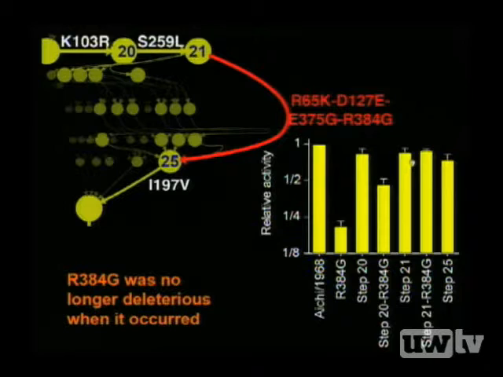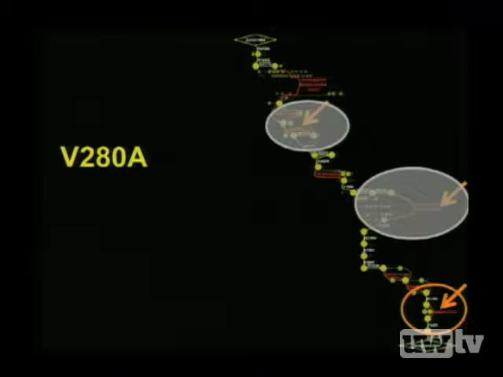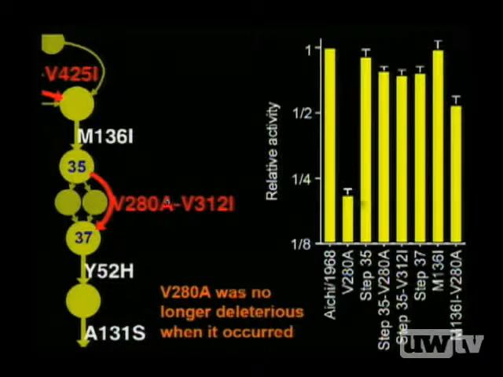And when you combine it with all these other mutations and go to here, you also have a highly functional protein. So here, something changed prior to the occurrence of R384G that allowed the virus to tolerate that mutation. And in fact, that change was this right here. The third mutation, we see a similar story to the one I just told you about. This mutation, V280A, is bad for the virus by itself in 1968. But when you make it in the parent in which it actually occurs, shown right here, it's no longer deleterious.